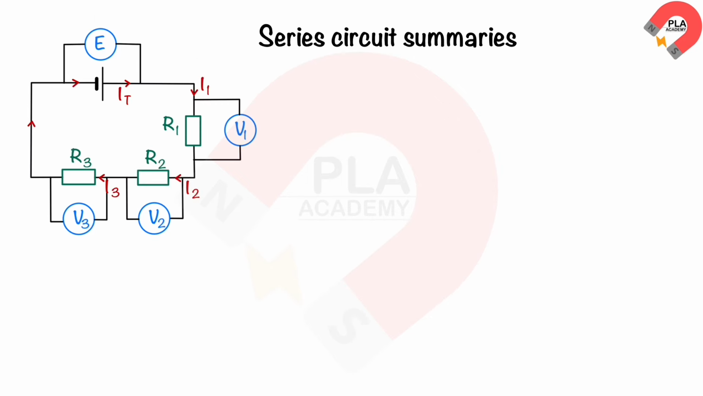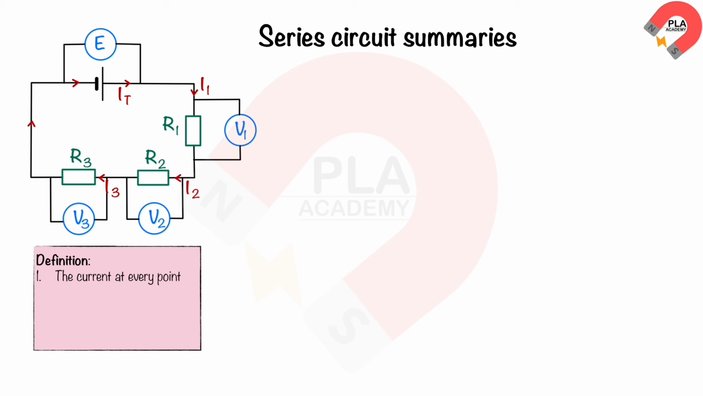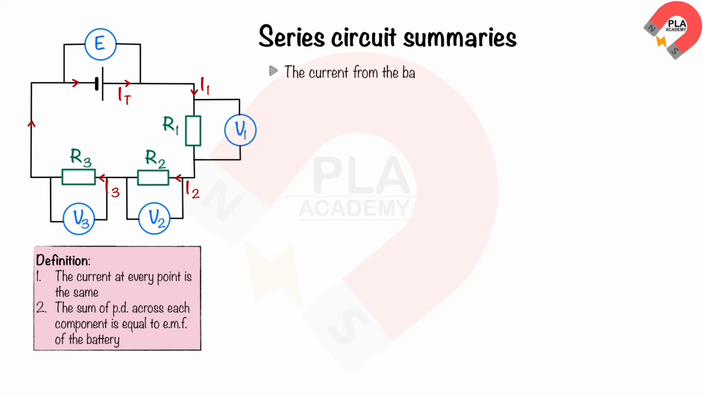Series circuit summaries. Definition of a series circuit: the current at every point in the series circuit is the same, and the sum of the potential difference across each component is equal to the electromotive force of the battery. The current from the battery, IT, is equal to the current through each component. So, IT equals I1 equals I2 equals I3.